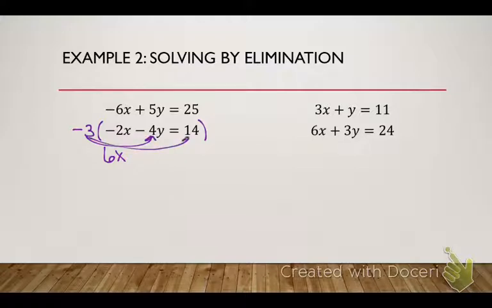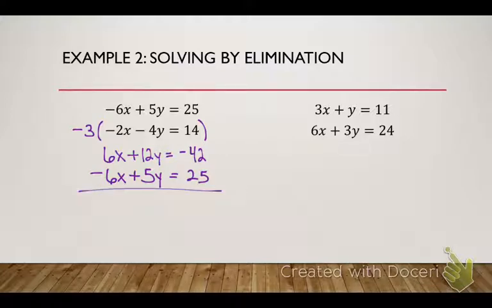But I can't stop there. I need to keep distributing the negative 3 through the whole equation. All right, so negative 3 times negative 4y is what? 12y. And then negative 3 times 14 is? Negative 42. So if you say positive 42, you're dead in the water. Okay, so the signs make all the difference. Now that I have this equation, I'm going to rewrite the first equation underneath it. Negative 6x plus 5y equals 25, and I'm ready to eliminate.